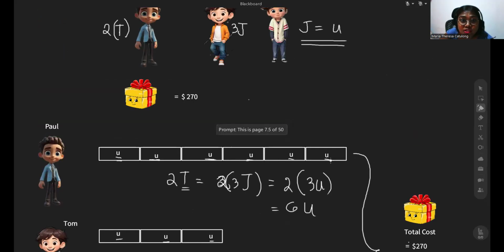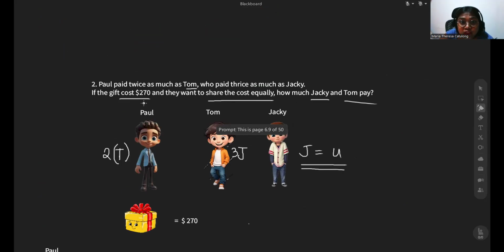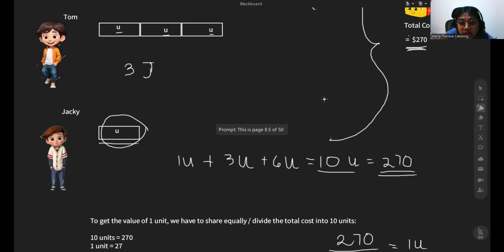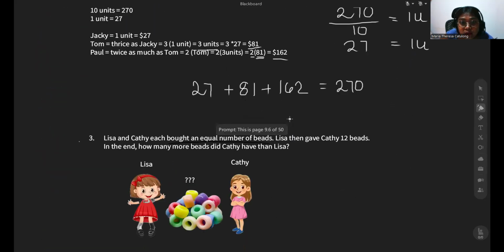That is the cost of the gift. So if they want to share the cost equally, then that's how we solve it.